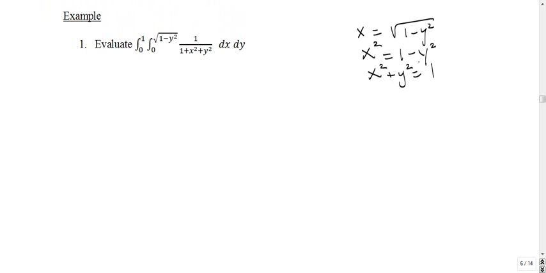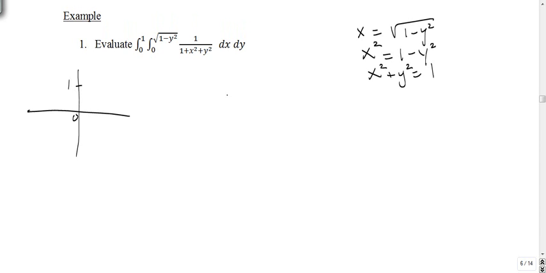Now when it looks like that, it is not obvious what your limits are. The r limits are obvious, but not the theta. So I would advise that you draw the region. So let's draw. As you can see, it's horizontally simple, right? Let's do the y limits. Y goes from 0 to 1. So you know that right away, right?